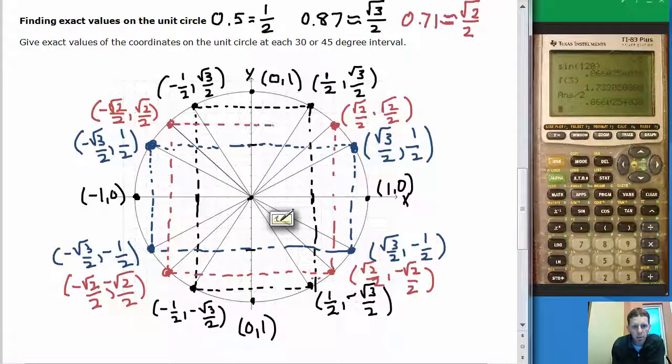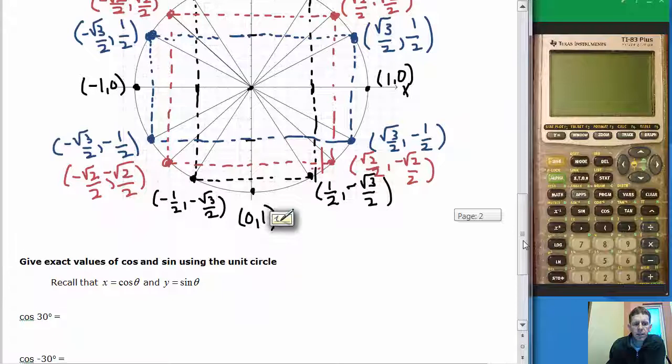So its y-coordinate will be positive. And you can see these points that make this square have the same x and y coordinates. If it's on the right side, the x-coordinate is positive. If it's on the left side, it's negative. For the y-coordinates, if it's above the x-axis, the y-coordinate is positive. If it's below, then it's negative. So what we're going to do finally here is give exact values of cosine and sine on the unit circle.